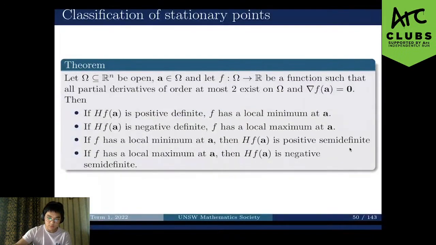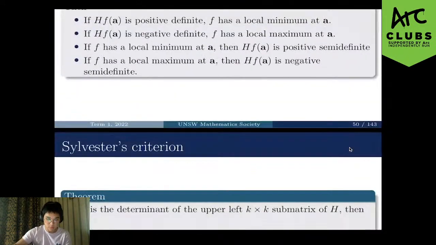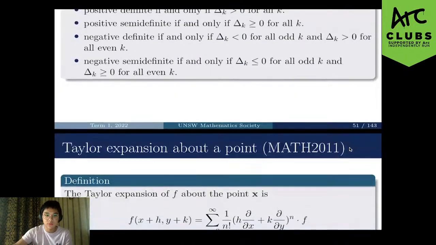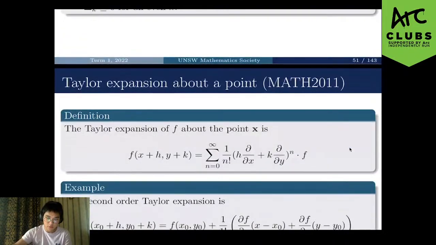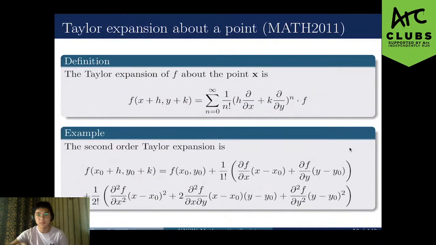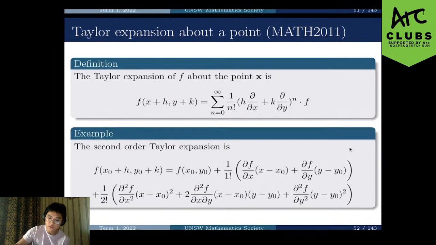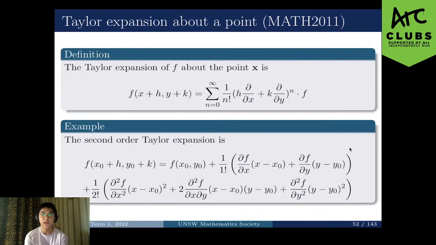So these are the 2111 ways of finding critical points. But we're just going to look at the 2011 applications. So finding the Taylor expansion about a point x is this formula. This formula is essentially just a result of the chain rule.